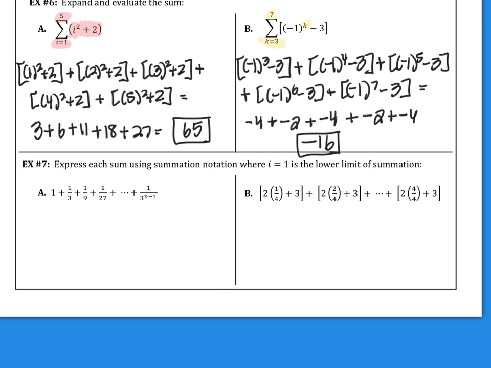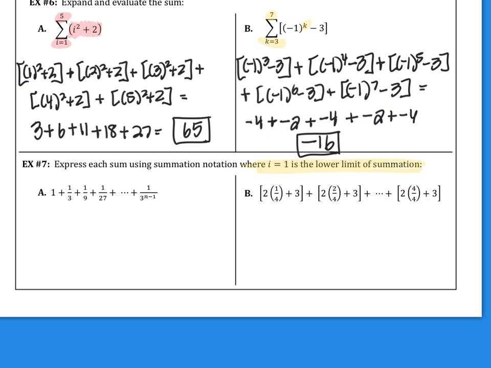Okay, on this example 7, express each sum using summation notation where i is 1 is the lower limit of the summation notation. When they tell us to use i is 1 as the lower limit, it limits what it's going to be, because we could make some changes on it, but that means we'll all have the same answer, which is pretty good.